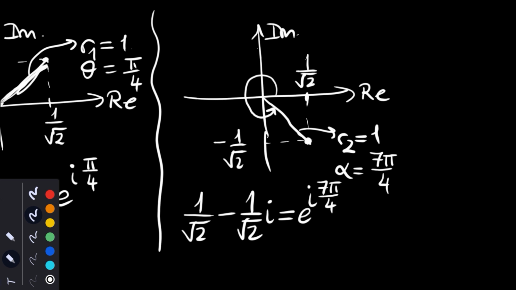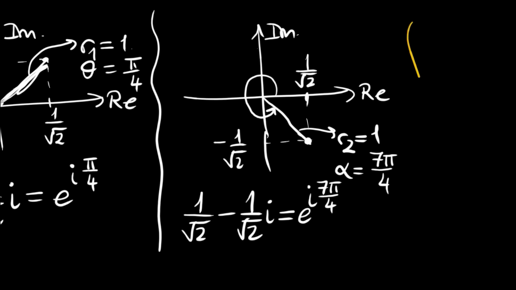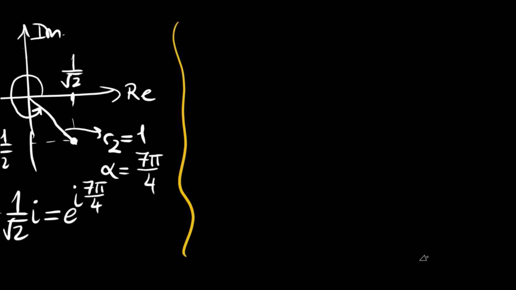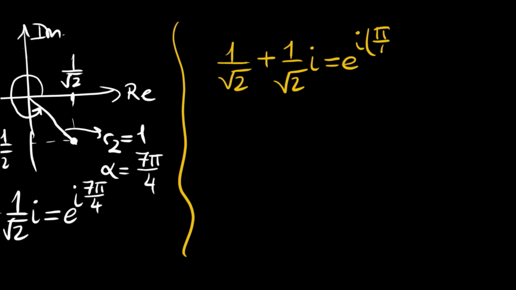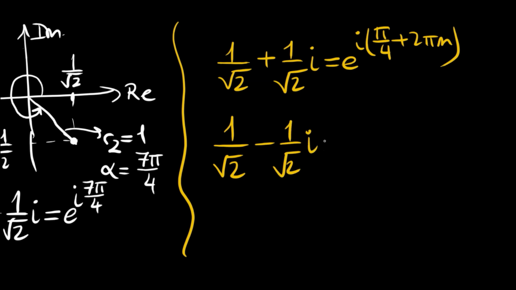Actually, in general, let me write here. In general, we should say 1/√2 + (1/√2)i is equal to e^(i(π/4 + 2πm)), m being an integer, and the complex conjugate of this number is equal to e^(i(7π/4 + 2πn)). Again, n is an integer.